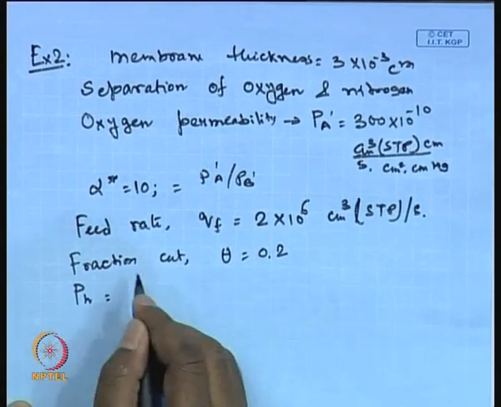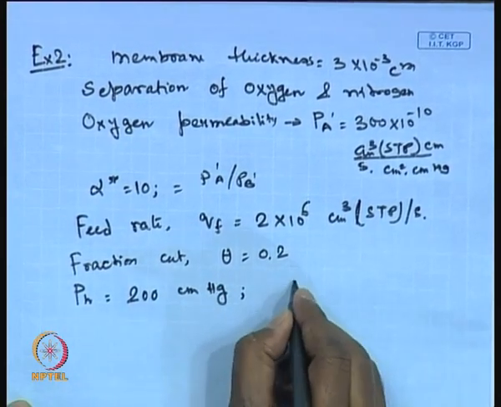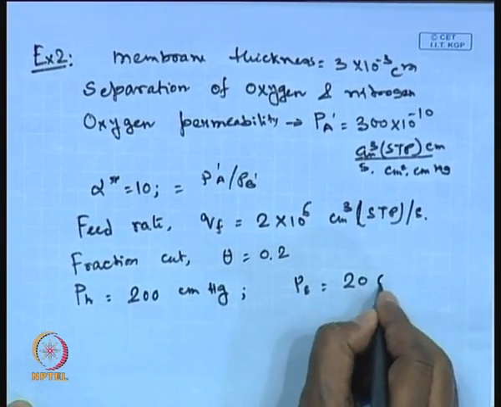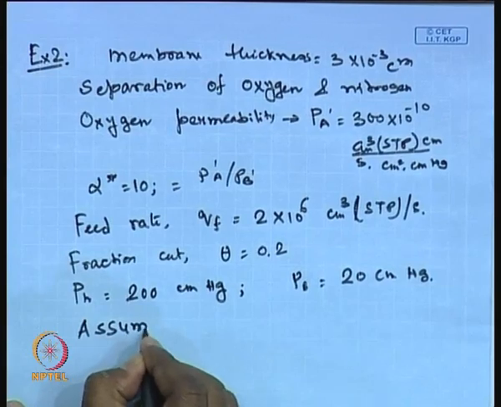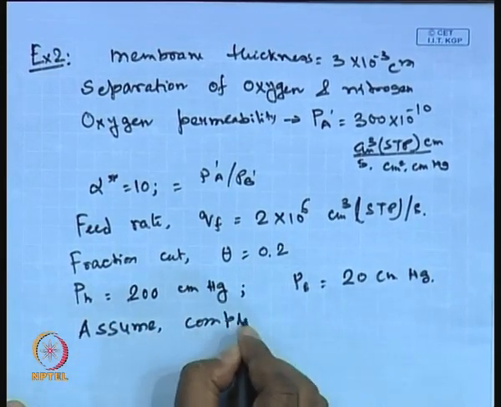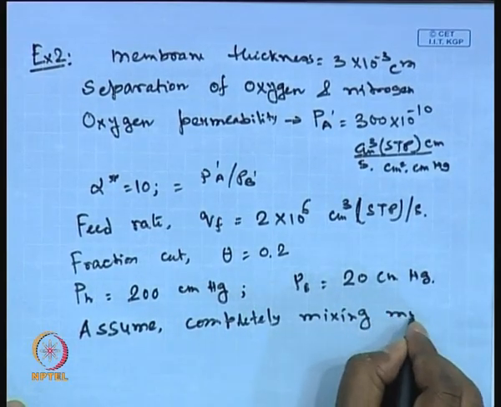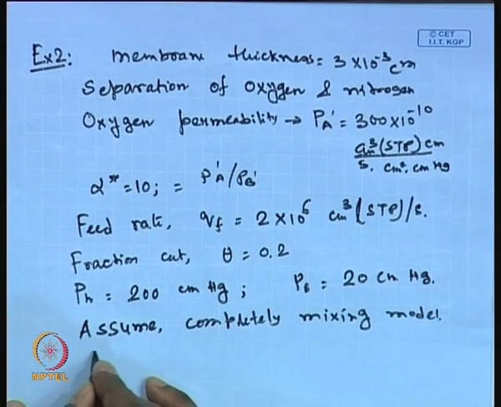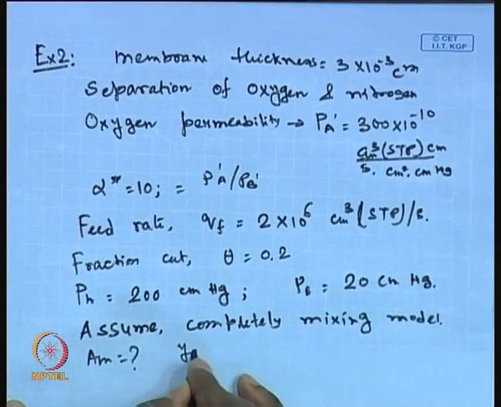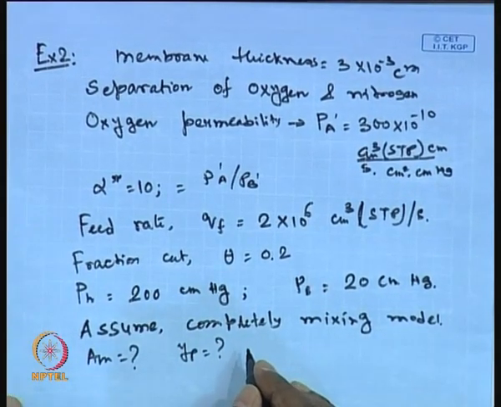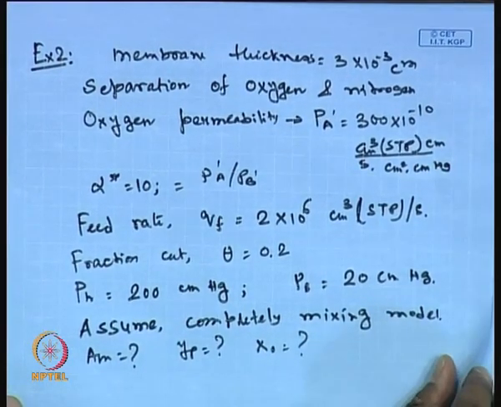that we are expecting to get 20% of the feed coming to the permeate. The pressures are given, feed side pressure is maintained at 200 centimeter of mercury, and lower side pressure, that is the permeate side pressure, is maintained at 20 centimeter mercury, and we assume the completely mixed model. We have to find out the membrane area that is required for this purpose, permeate composition, that is Y p, the mole fraction of oxygen in the permeate, and reject composition, that is x naught, the mole fraction of the oxygen in the reject stream.